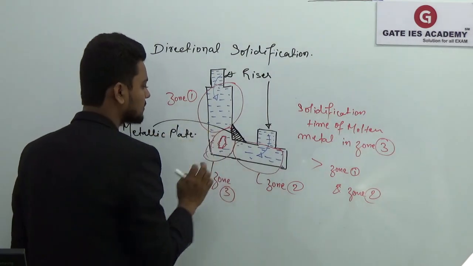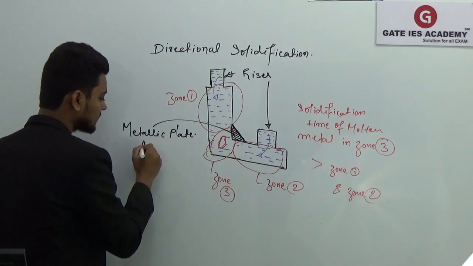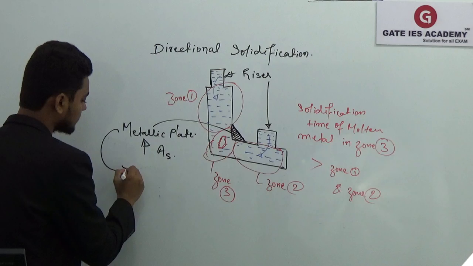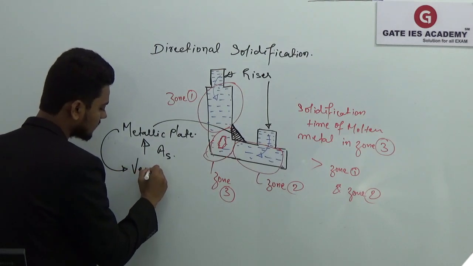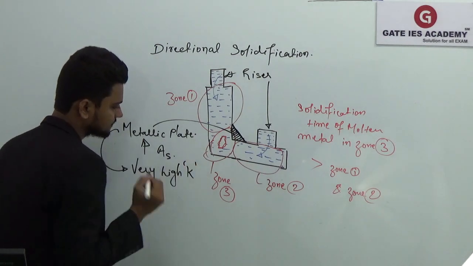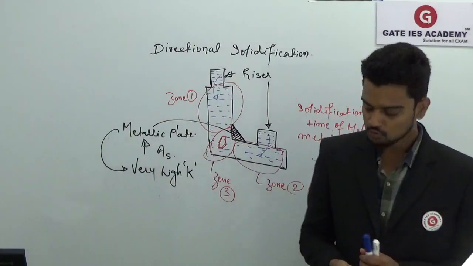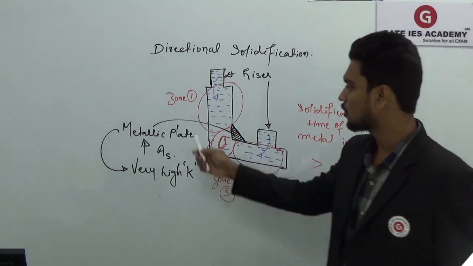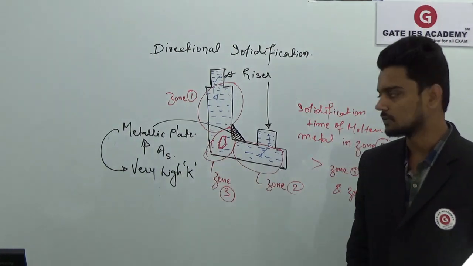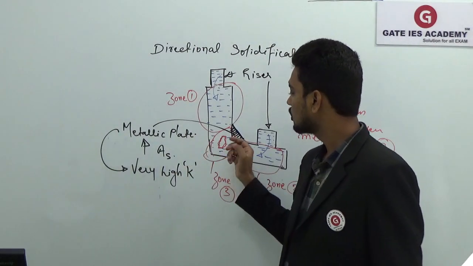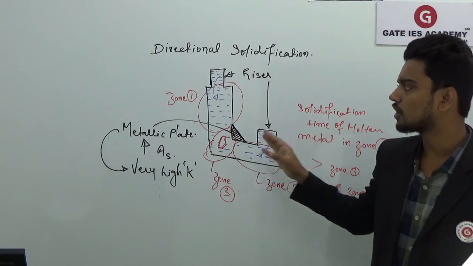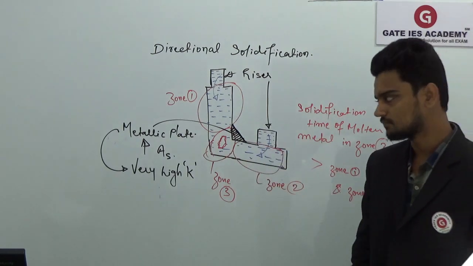Why are we using this metallic plate? To increase the surface area, and this metallic plate will have very high thermal conductivity. To solidify zone 3 before zone 1 and zone 2, we are using this metallic plate. Obviously, we are using the metallic plate to increase the surface area so that zone 3 will solidify before zone 1 and zone 2.